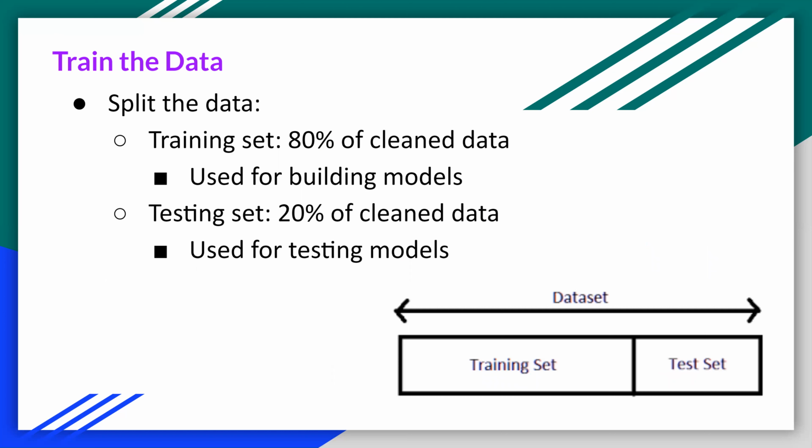To train the model, we split the data into a training set and a testing set, with the training set being 80% randomly selected from the clean data and the testing set being 20%.